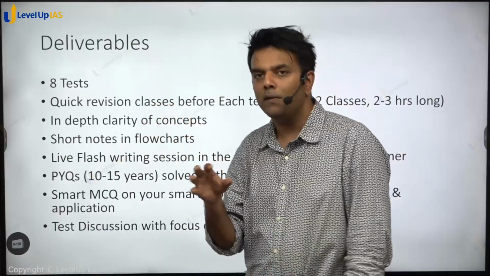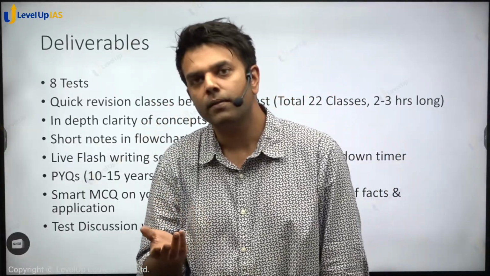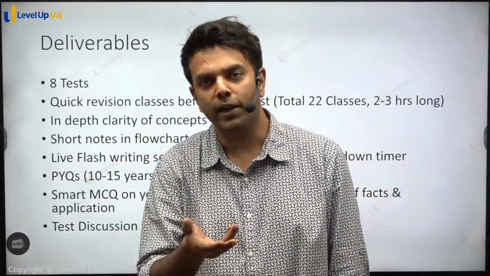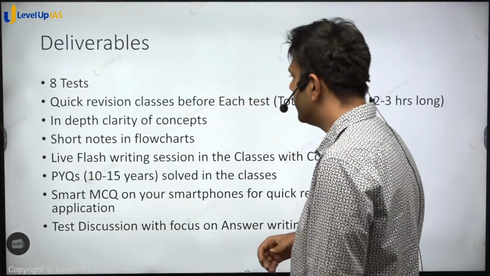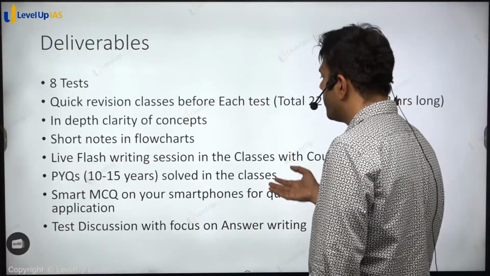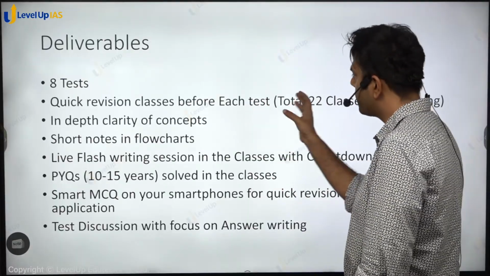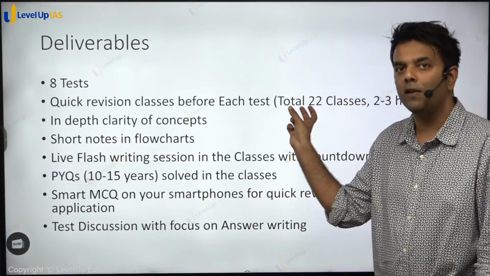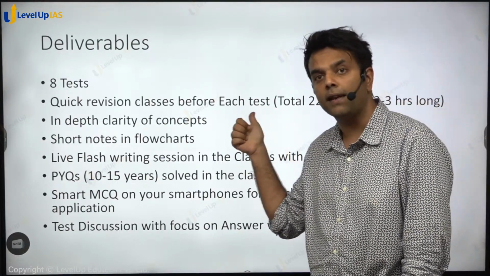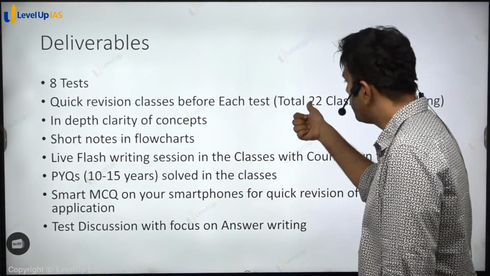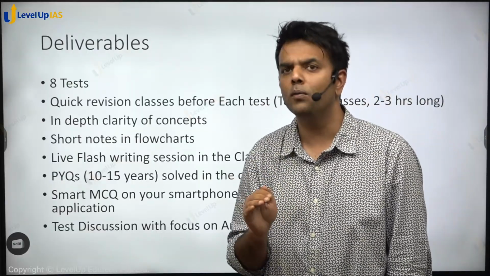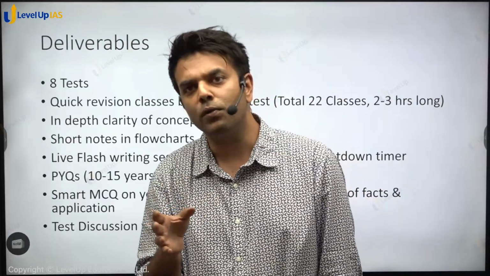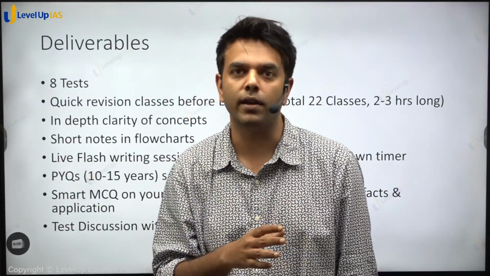Those classes may vary in numbers. It could be 3, it could be 4, it could be 2 as well, depending on the kind of units being asked in the subsequent test. Total 8 tests and approximately 22 classes we will be having for the crash course, followed by a discussion class for each test, which is not going to be more than 1. We will try to wrap it up in 1 discussion class.